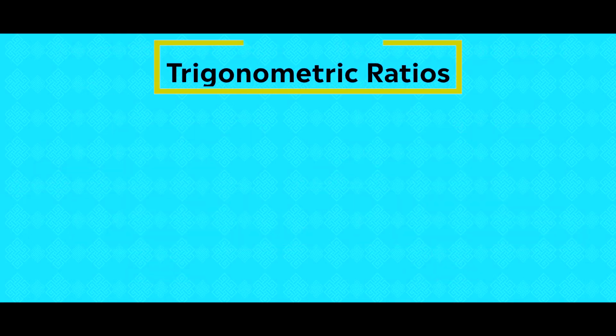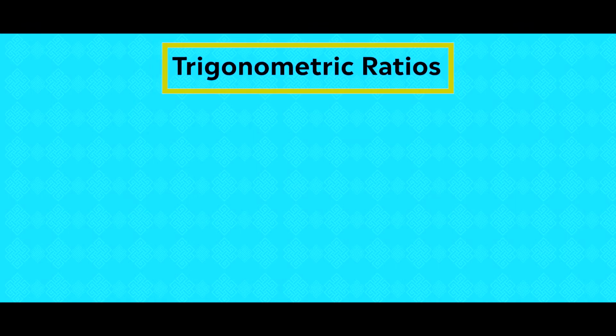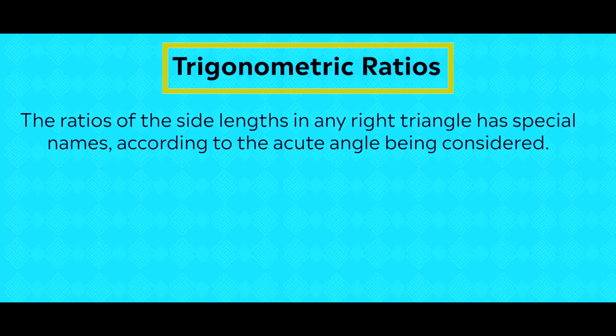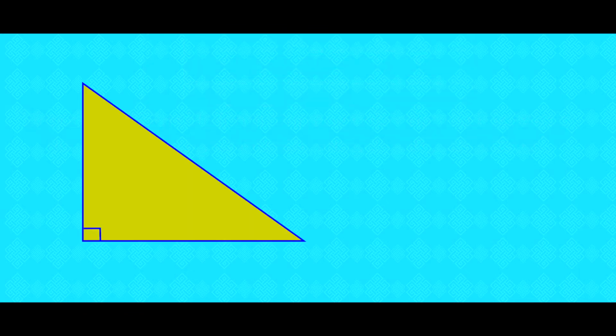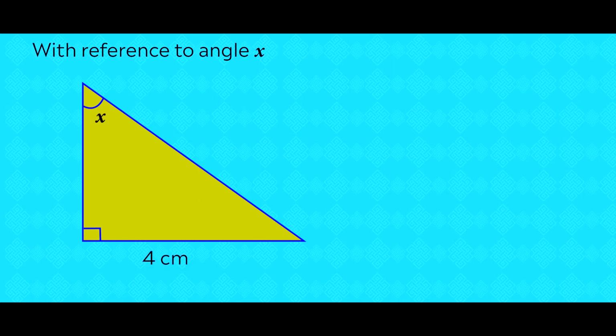Let us now move on to trigonometric ratios. The ratio of the side length in any right triangle has special names according to the acute angle when considered. Let us take this right triangle. With reference to angle x, the opposite side length is 4 centimeter, the adjacent side length is 3 centimeter, and the longest side obviously is the hypotenuse, which is 5 centimeter.